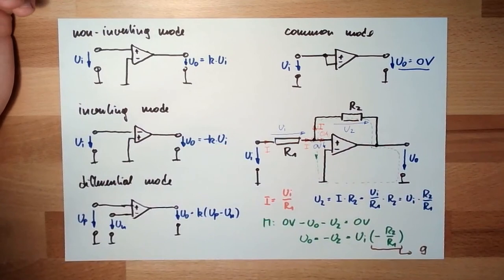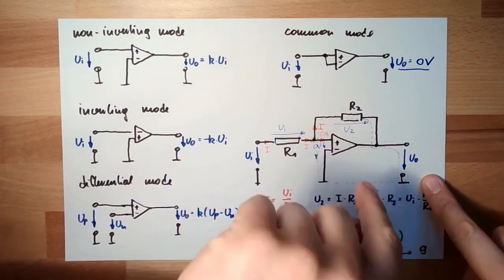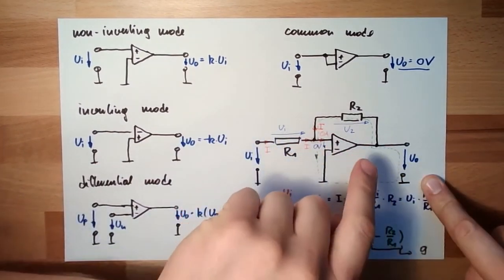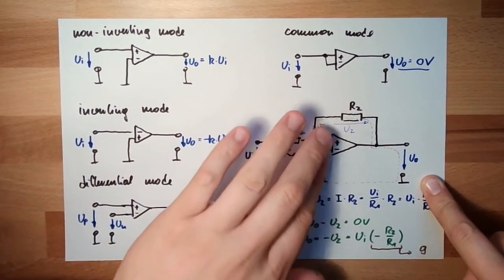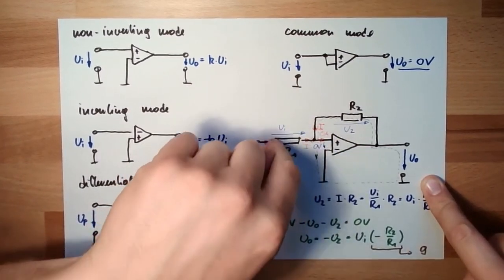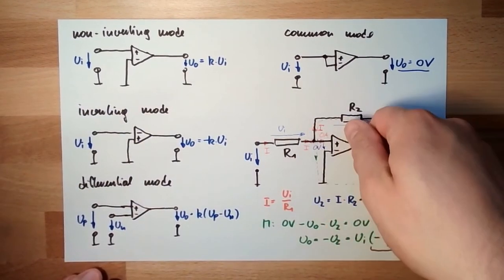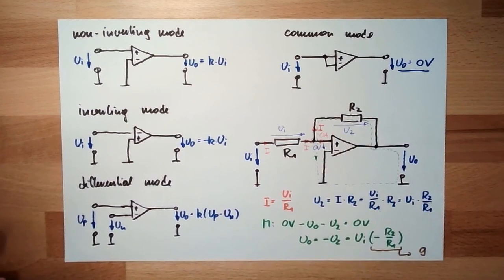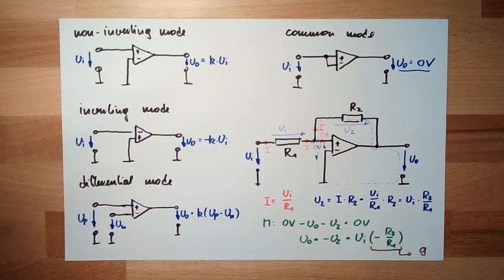Great, isn't it? So, regardless of the amplification factor of the operational amplifier, as soon as it is big enough and all the other ideal properties are met pretty well, I'm only depending on the resistors. And suddenly I can just change one resistor and my amplification ratio is changing. This is one possibility of using operational amplifiers. Okay.